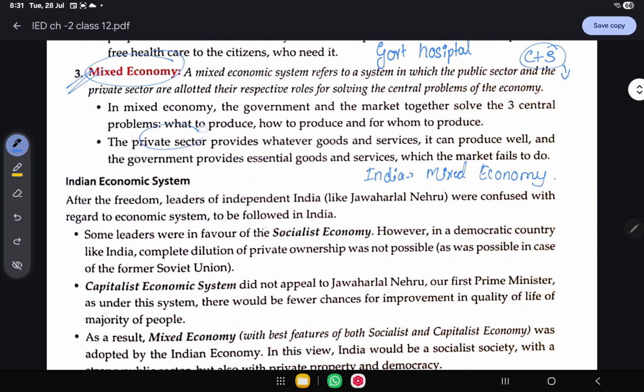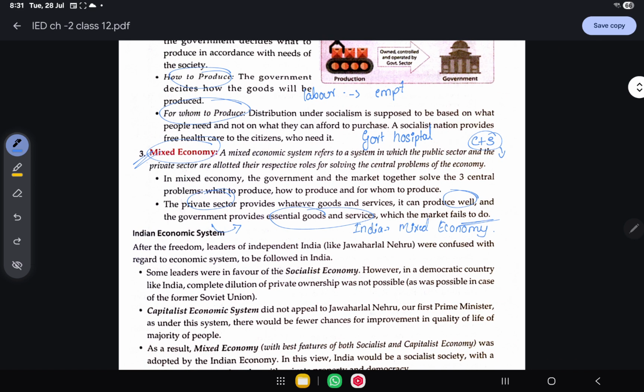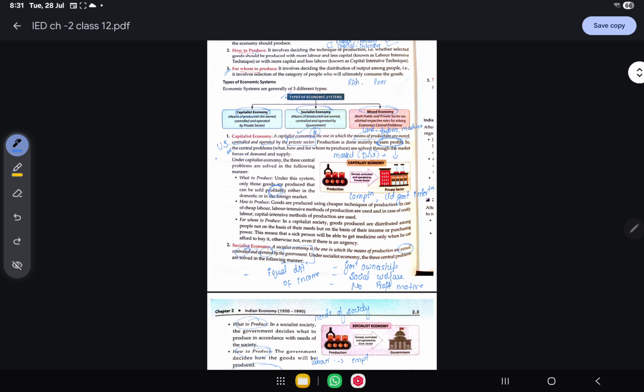Okay, the private sector will produce whatever goods and services they are able to produce, but the government will try to provide the essential goods and services which the private sector is failing to do. So this is all about what an economic system is, what the central problems of the economy are, the types of economic systems, and how capitalist, socialist as well as mixed economies solve the problems of the economy.